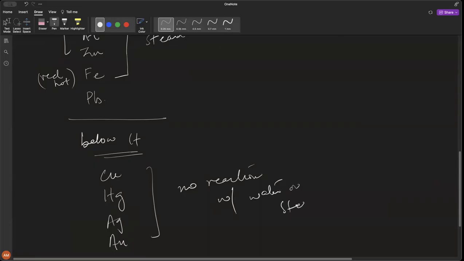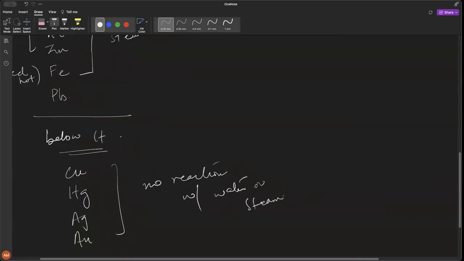Or steam. Even if they are hot. Why? You see, now they are below hydrogen. In order for them to react with water, they need to displace hydrogen, right? They need to do that, but they are not able to do it. Why? They cannot do that because they are below hydrogen in reactivity. So they cannot displace.